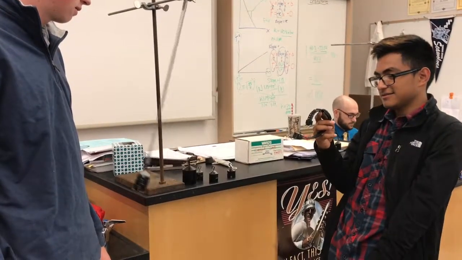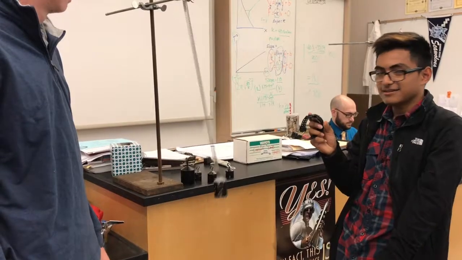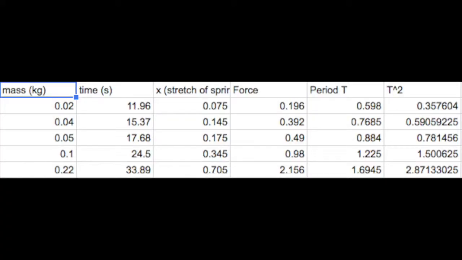After a long day's work, here's our data results. The length of the spring without the weight on was 13.5 centimeters. After gathering our results, we organized them into a spreadsheet. We created different groups: mass, time, stretch of spring, which is length of spring with mass minus length of spring without mass, force, which is mass times gravity, period, which is time divided by 20, and period squared.